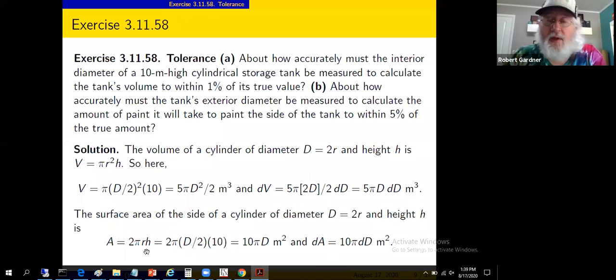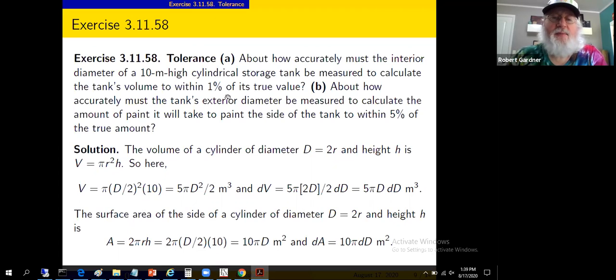We need to do this in terms of the numbers we have. That would be r equals capital D over 2. So replace the r with capital D over 2. They told us the height is 10 meters, so put a 10 there. Simplify and calculate a differential. So dA is 10 pi dD, square meters since it's area. So we've got volume, differential of volume, area, differential of area.